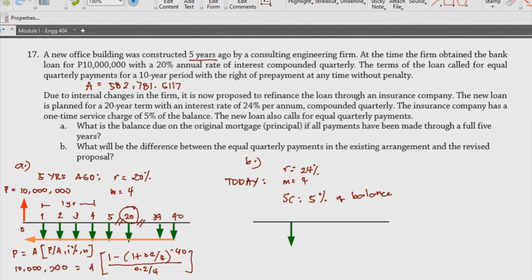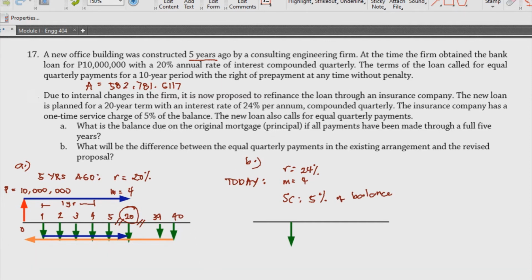So I'll be using another color just to make this a different setting. We take the 10 million to the 20th payment, as well as all your payments to that 20th period. Then we'll check the difference, and that should be your remaining balance brought about by the original condition. So, this 10 million at the 20th payment would be 1 plus 0.20 over 4 raised to 20. So this will be its value.